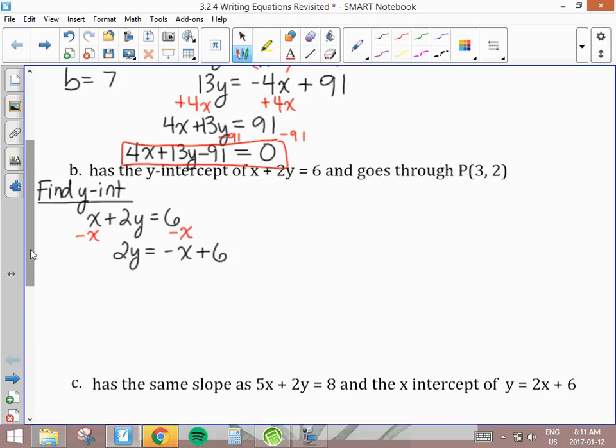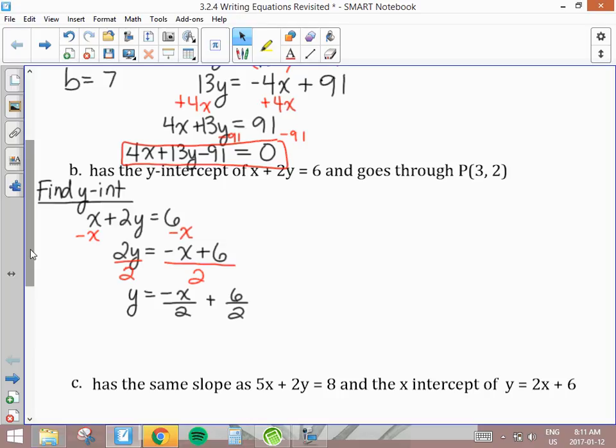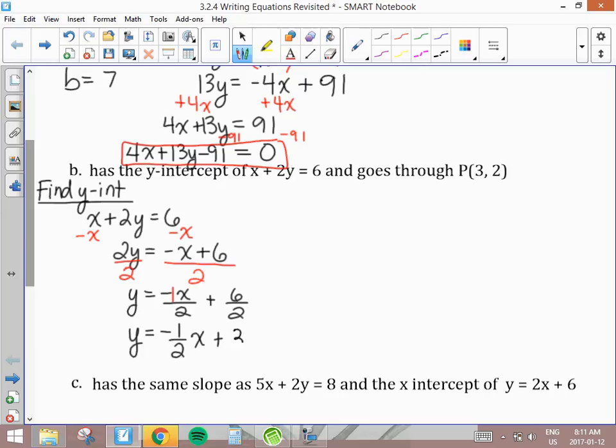Next I'm going to divide out the 2 that's with the y. I divide the whole left side by 2 and the whole right side by 2. On the left side, the 2's cancel out to be 1y. On the right-hand side, I can divide each part by 2, so I've got negative x divided by 2 plus 6 divided by 2. Negative x divided by 2 is the same as negative 1x divided by 2, and I can pull that fraction out front and write it as negative 1/2 times x. That means the same thing. And then 6 divided by 2 is 3.